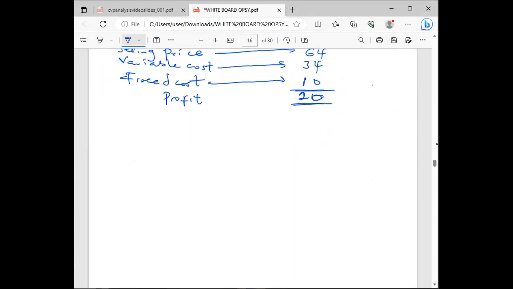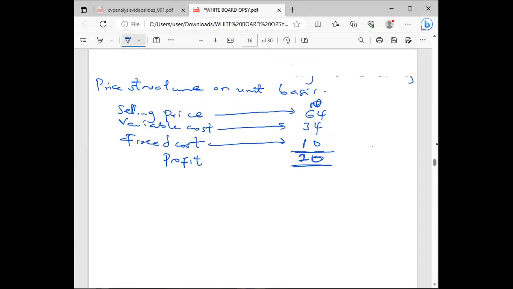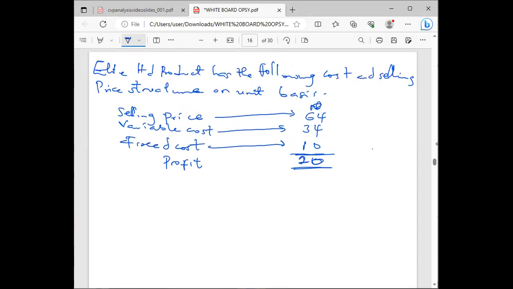Can you explain further? You have selling price. What's the relationship between selling price and variable cost? Selling price minus variable cost is contribution: 64 minus 34, 30. 30 minus 10, 20. Is it clear? Yes. All right, let's continue.